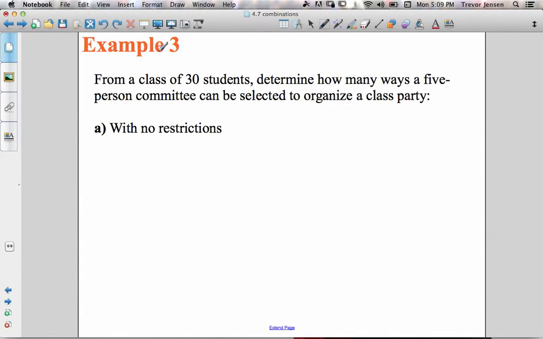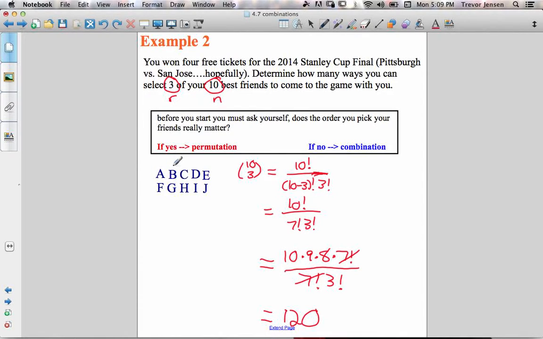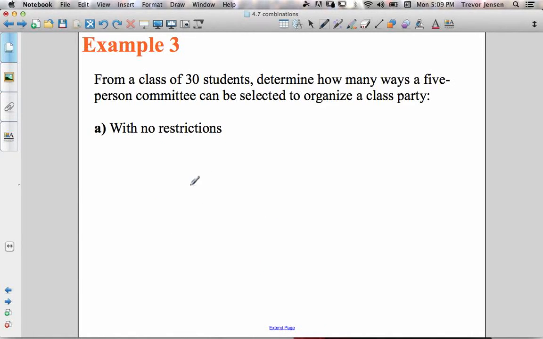Okay, so that's the last time I'm going to show you different ways to solve the problem. From now on, we'll just use our formula here, or maybe even I'll just use the shortcut on the calculator from now on. So, from a class of 30 students, determine how many ways a 5-person committee can be selected to organize a class party. So, first thing you should ask yourself, when I'm making a committee of students, does the order I pick the students in really matter? In this case, the answer is no, the order doesn't matter, so we're going to be using combinations. Okay? So for combinations, we'll use the combinations formula.